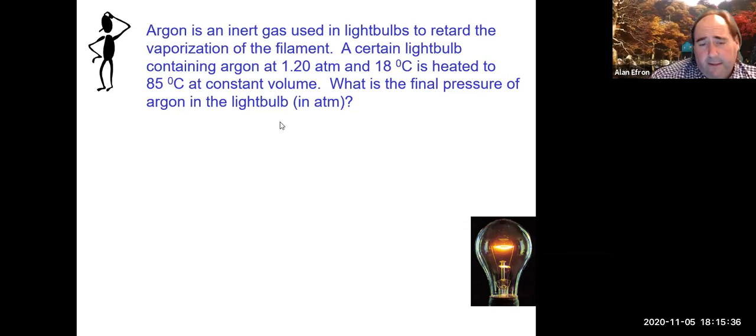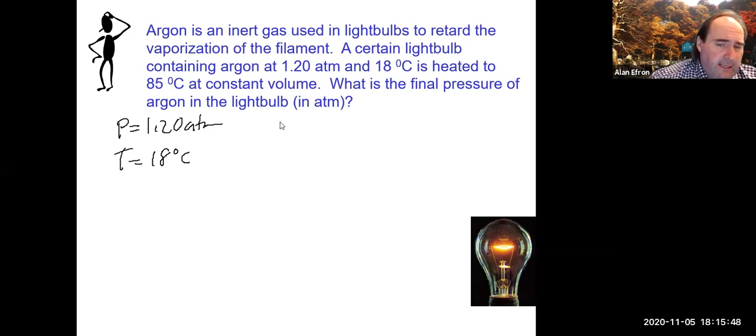Okay, so on this one, if we pull out the information, we got 1.2 atmospheres, which is definitely a pressure. And the temperature is 18 degrees Celsius. The temperature then goes to 85 degrees Celsius. And we are looking for a pressure here.